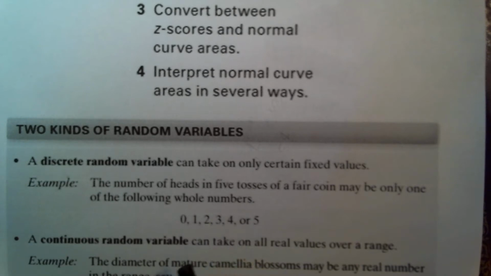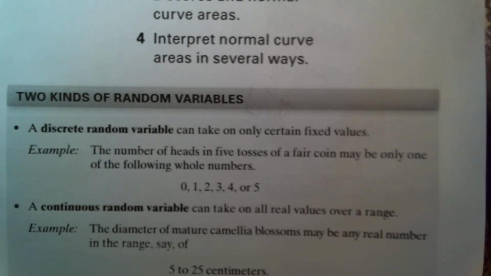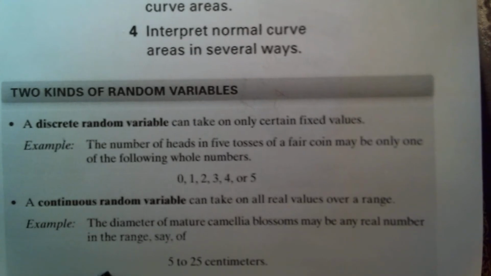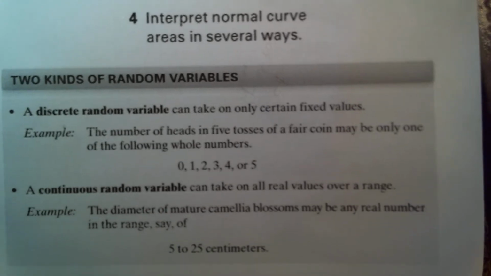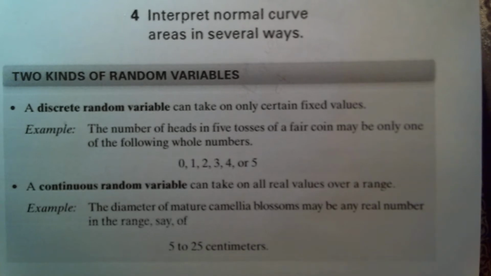That's it. On the other hand, a continuous random variable can take on all real values over a certain range. For example, the diameter of a mature camellia blossom can be any real number in the range, let's say, between 5 and 25 centimeters. Or the number of gallons of milk a cow can give is a continuous random variable, because it can change from one day to the next, and even the actual amount. So that's another example of a continuous random variable.